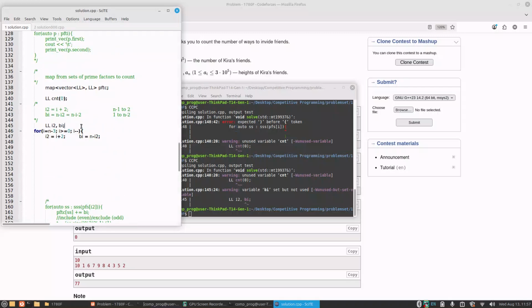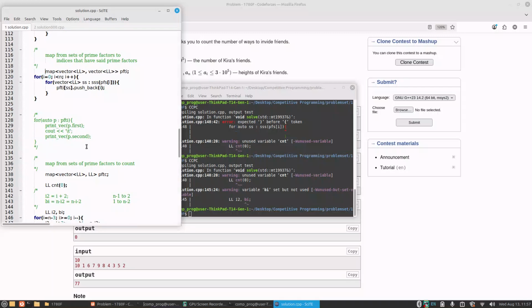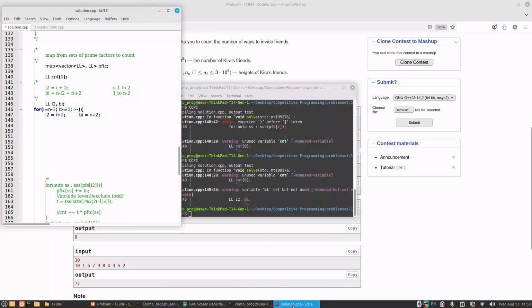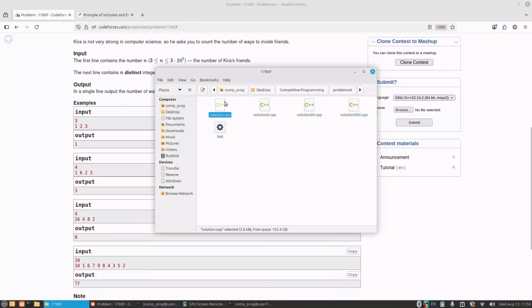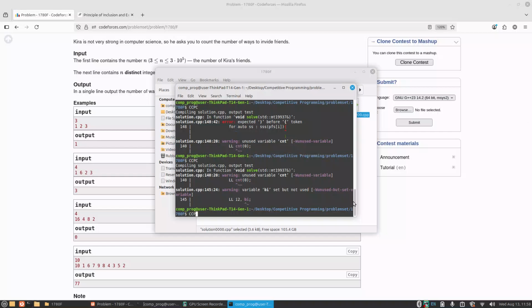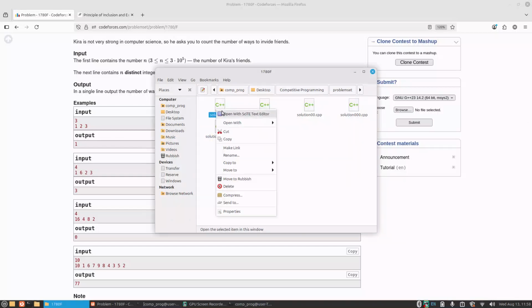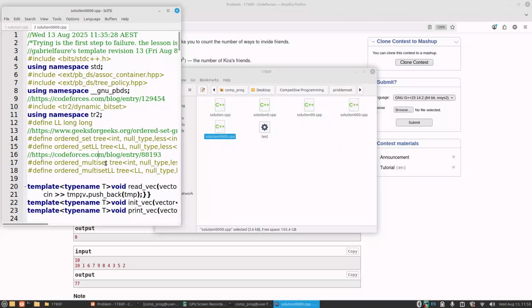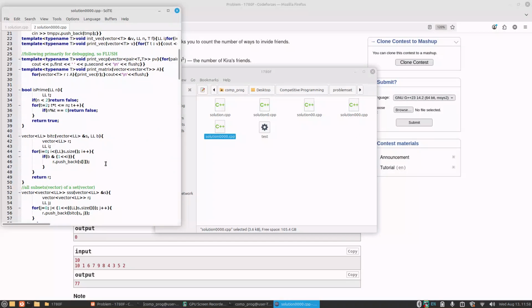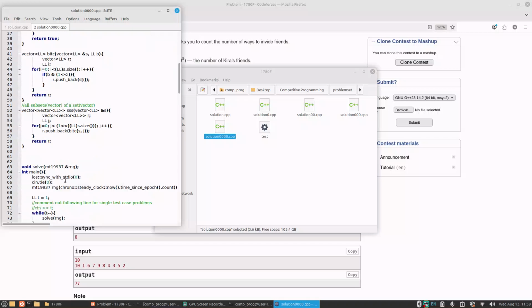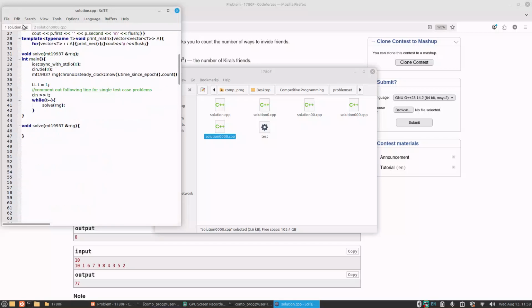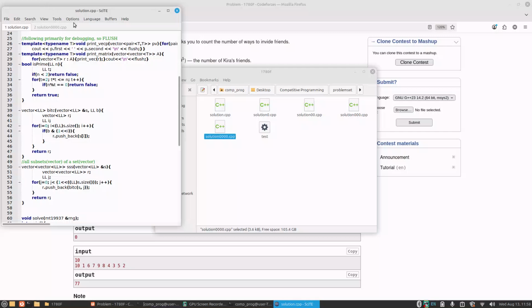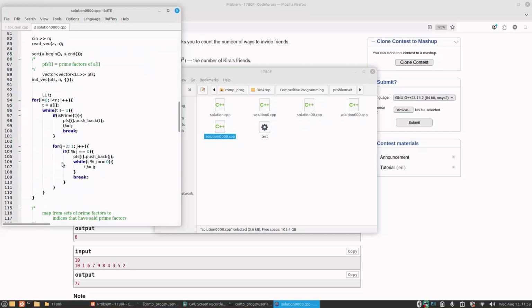Yeah, let's just... We have this. Yes, getting overly complex. Probably should just copy all this one.